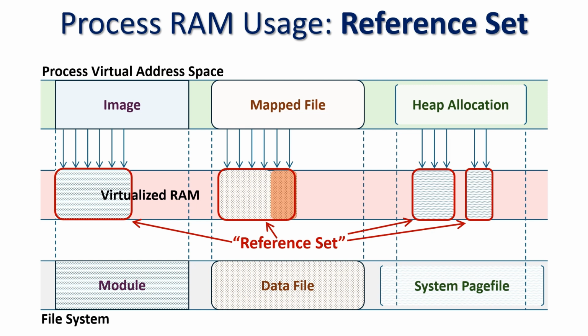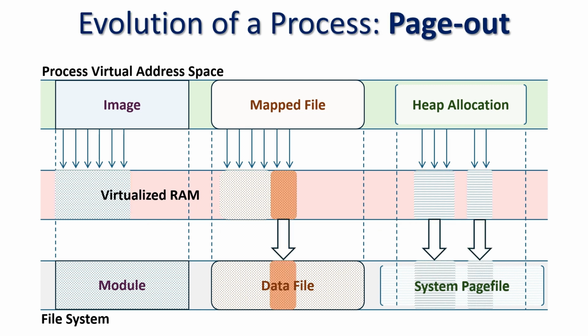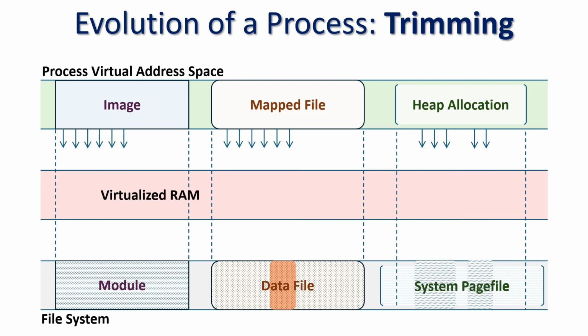When memory pressure occurs on the system, the physical RAM is needed elsewhere. The Windows Memory Manager writes the modified data to the corresponding backing file. So here, the modified data in the mapped file gets written to the backing data file, and the modified data in the Windows heap allocation gets written to its backing store, the system page file. And the working set of this process is trimmed. In this case, it's trimmed completely. The physical RAM takes up residence elsewhere, though the executing code is none the wiser.